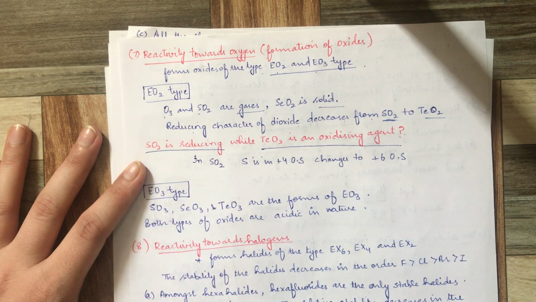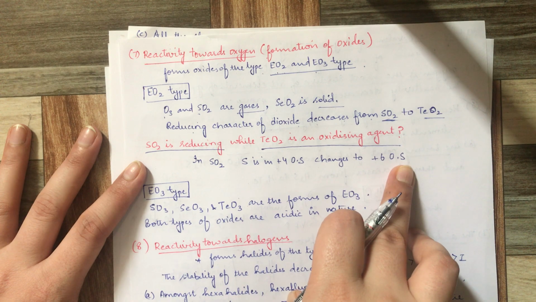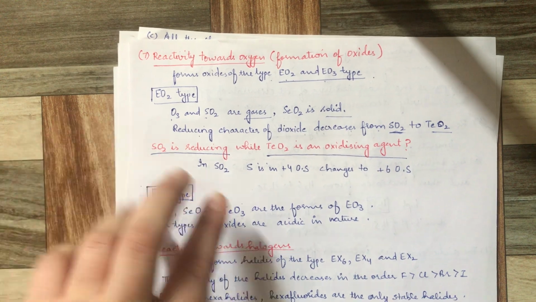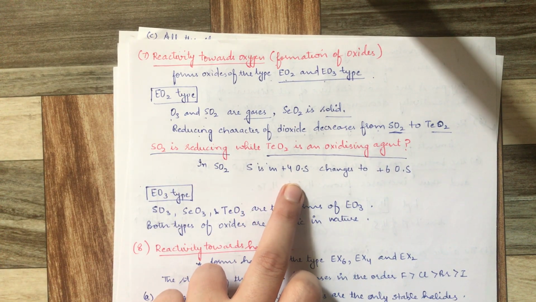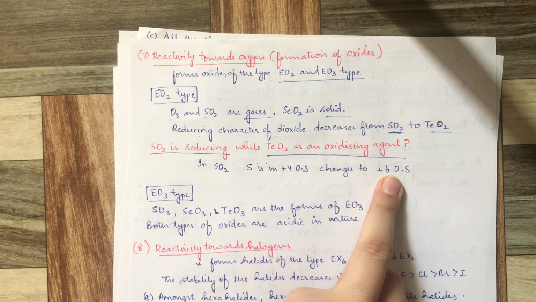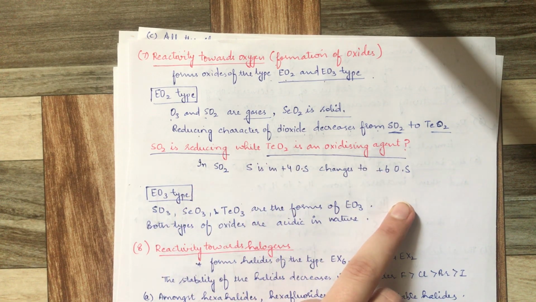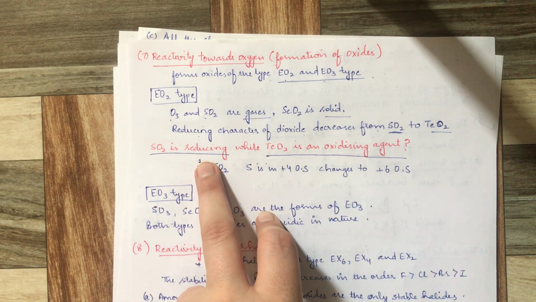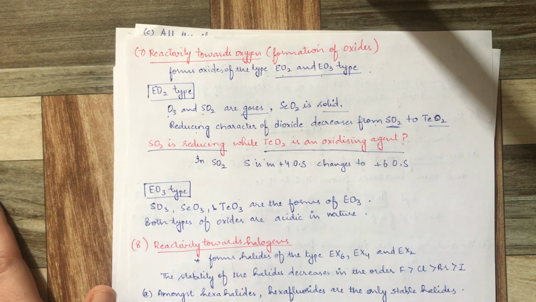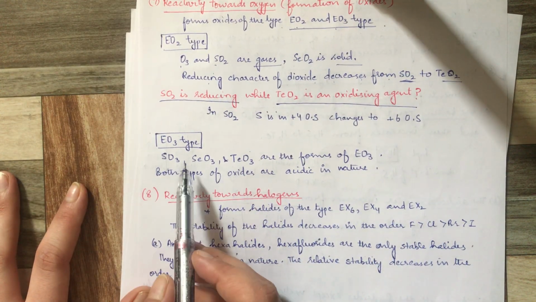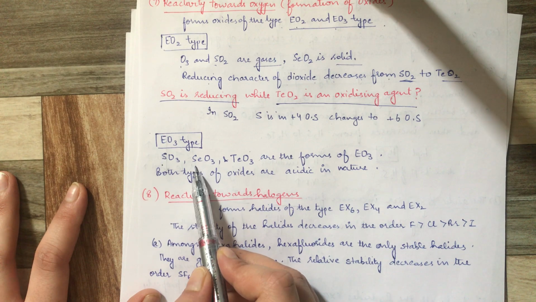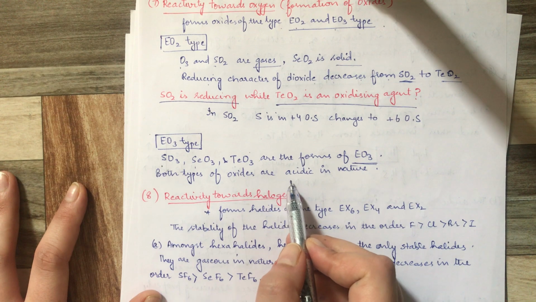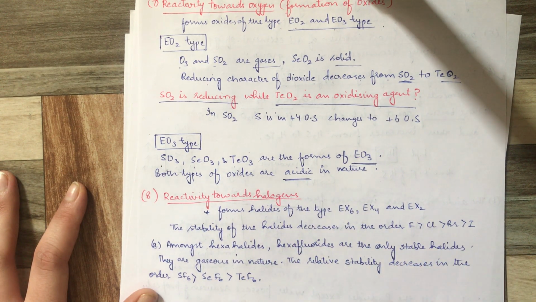You getting my point? So this is because its higher oxidation state is stable and its lower oxidation state is less stable, because of the inert pair effect. So in SO2, sulfur is in +4 oxidation state, but +6 is more stable. So it quickly changes to +6 oxidation state. So it itself gets oxidized, thus acting as a reducing agent. Now if we talk about trioxides, SO3, SeO3, TeO3 are the trioxides. Both these types of oxides are acidic in nature.